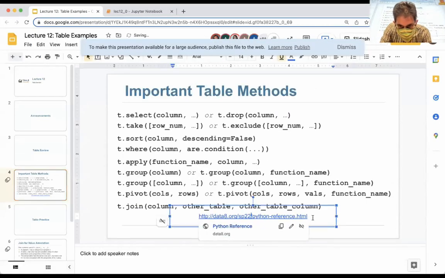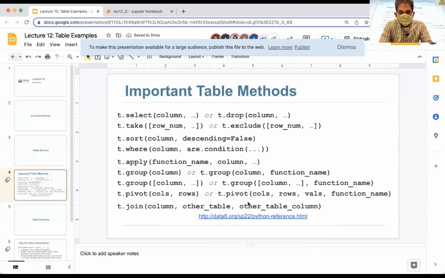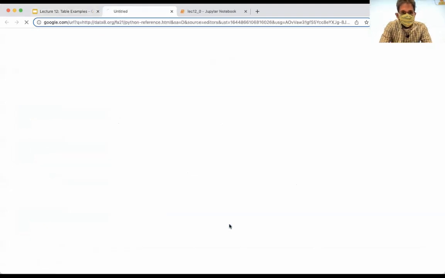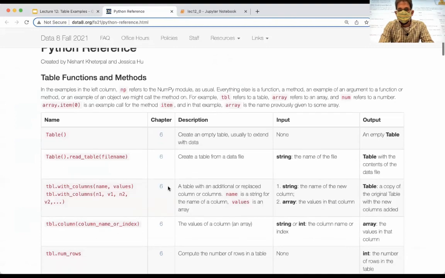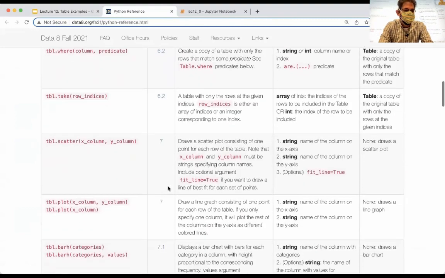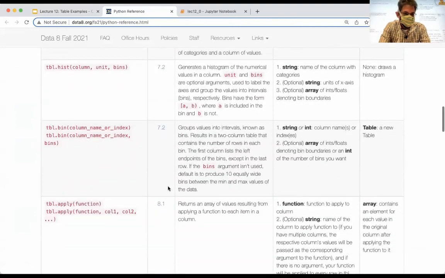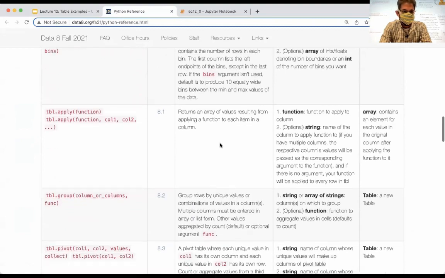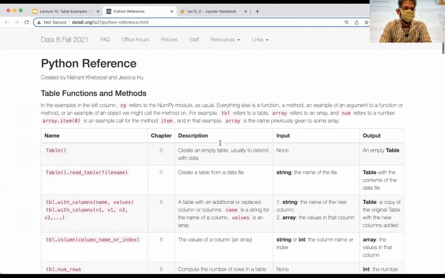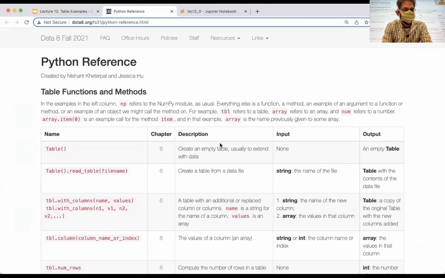Now is a good time to take a look at the Python reference that we provide. I'll bet you've seen this in lab, but this contains all of the group and sort along with description. So this is what you're supposed to know about the Python language by the time you make it through this course.